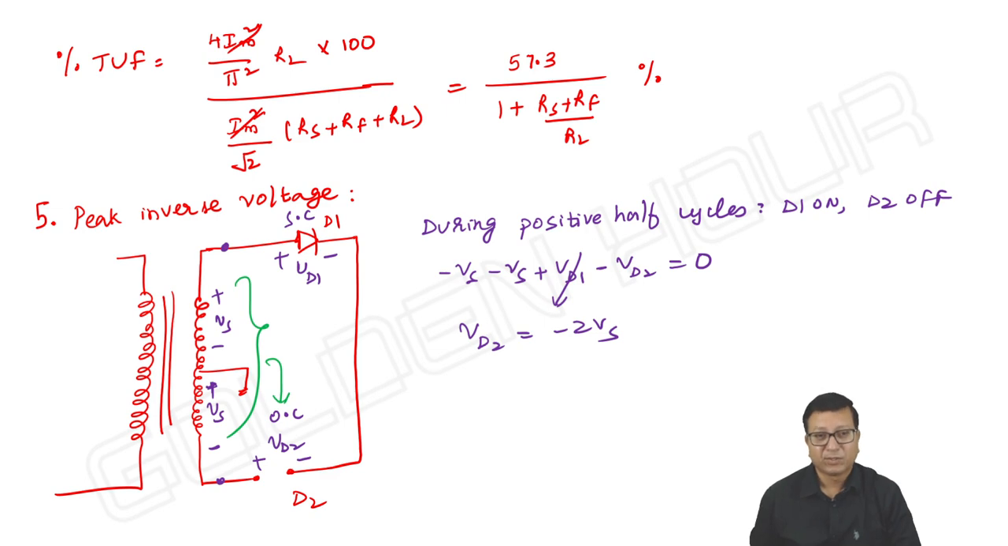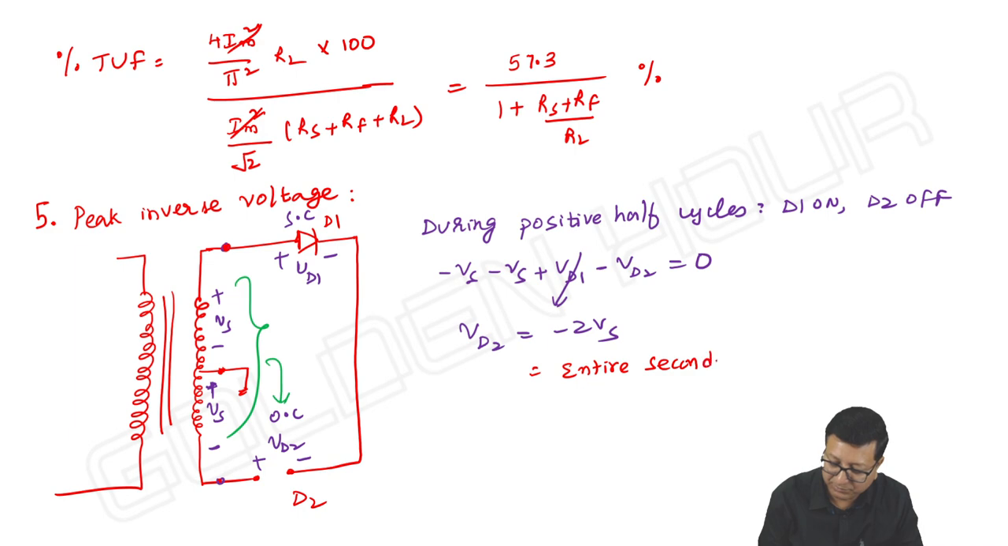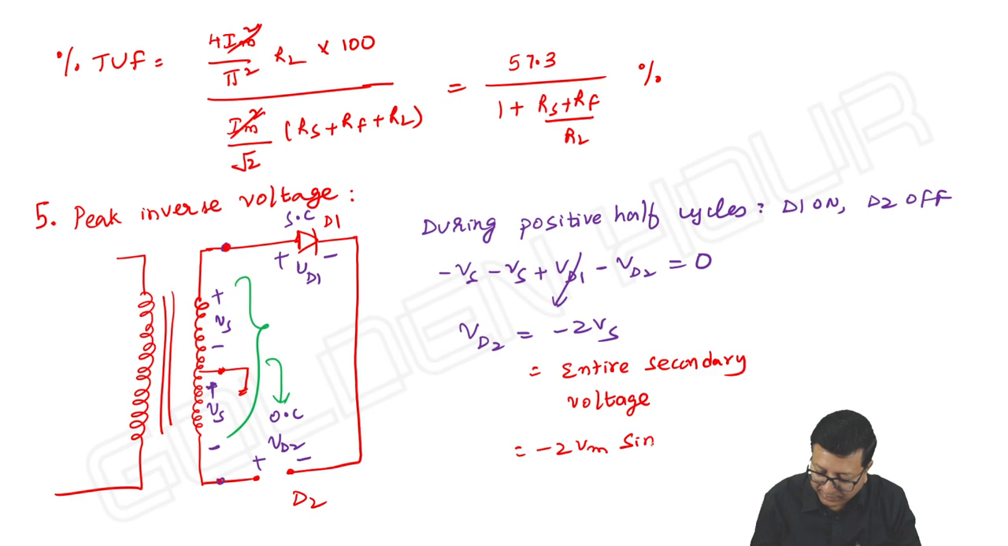So the entire secondary voltage can be seen. Here it is looking like 2Vs. Why? Because from one end of the secondary winding to ground, I am taking it as Vs, and the same from this point to the other end of the secondary winding, it is Vs. That's why it is appearing like 2Vs. Or the entire secondary voltage can be seen across the diode D2. So it is equal to minus 2Vm sin theta.